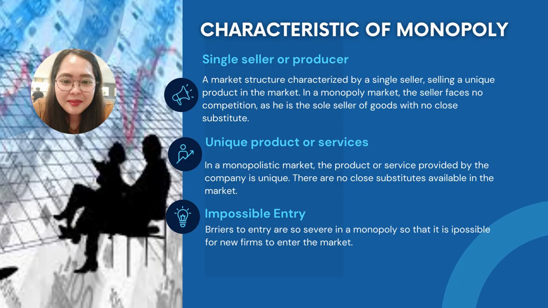Characteristic of monopoly: single seller or producer. A market structure characterized by a single seller selling a unique product in the market. In a monopoly market, the seller faces no competition as he is the sole seller of goods with no close substitute. A monopoly market is comprised of a single supplier to a multitude of small independently acting buyers.